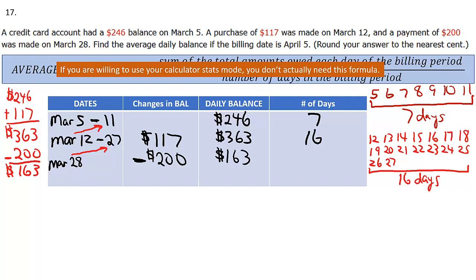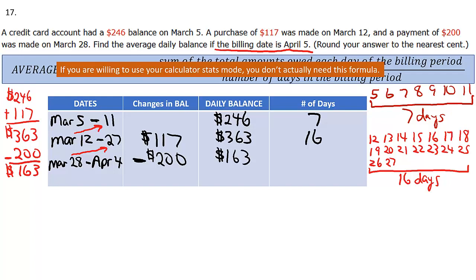And now keep going. The last date mentioned is April the 5th, and that says the billing date is April the 5th. Now you have to be careful. The billing date is actually the first day of the new bill. So don't write down April the 5th, write down April the 4th. The billing date is the first day of the new bill, so the ending date of the old bill is April the 4th. Don't forget, billing date is the first day of the new bill, so you subtract 1 to find the ending date of the bill we're looking at. So that means that the $163 daily balance was valid from March the 28th to April the 4th.